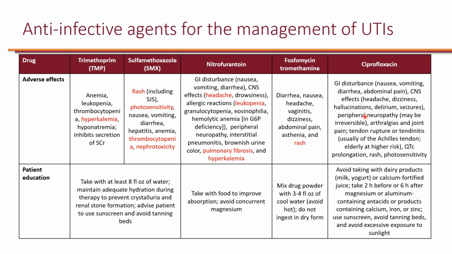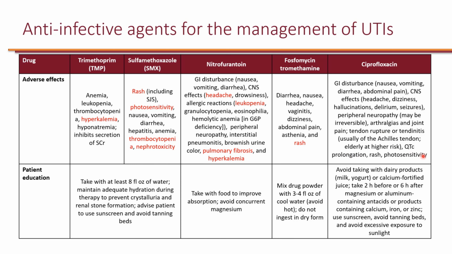There's also been reports of peripheral neuropathy that may be irreversible, as well as arthralgia and joint pain, tendon rupture or tendinitis, and these basically occur mostly in elderly patients over the age of 60. They are at high risk. Fluoroquinolones can also lead to QTc prolongation. Now, ciprofloxacin has the lowest risk compared to other fluoroquinolones, but the risk still exists.